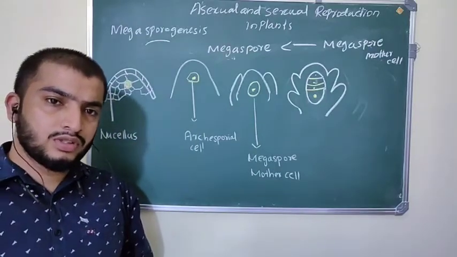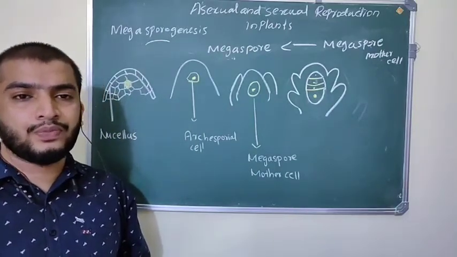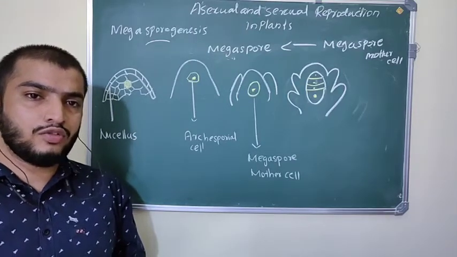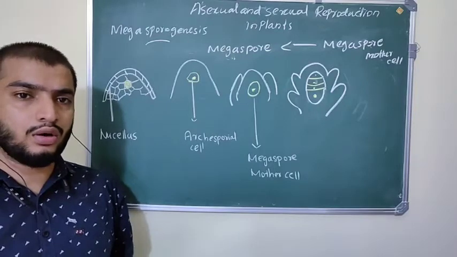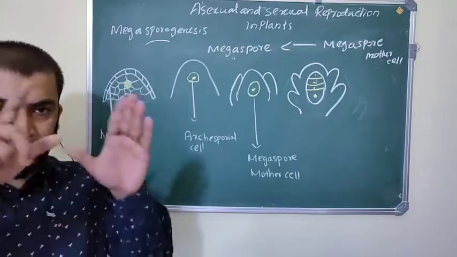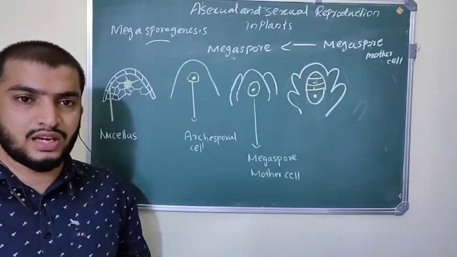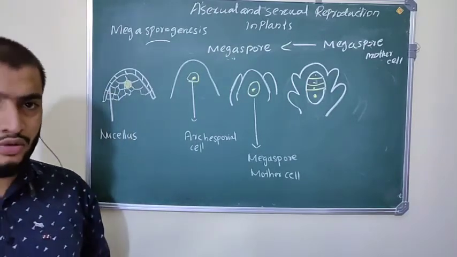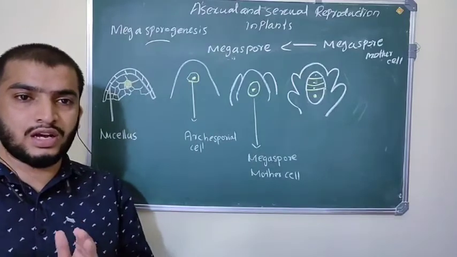Megaspores develop into the embryo sac. So what are the stages of development of the embryo sac? We are going to check here. You know the embryo sac is found inside the nucellus. The embryo sac contains 7 cells and 8 nuclei. So we are going to study how this embryo sac develops.